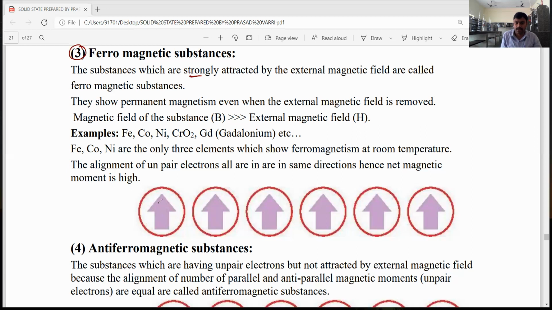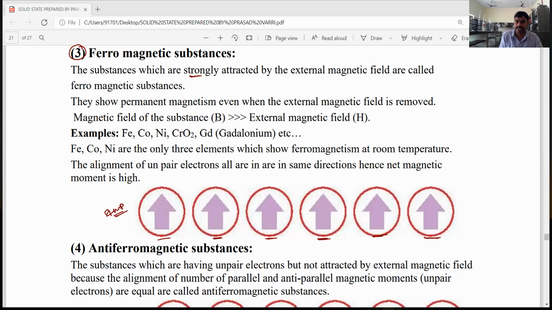But in ferromagnetic substances, the unpaired electrons are all in the same direction. Let's see this, all are in the clockwise direction. That's why they are strongly attracted by the external magnetic field. This alignment-related question has previously been asked in NEET and JEE examinations, so we need to remember this arrangement, dear students. This type of alignment is for ferromagnetic substances.